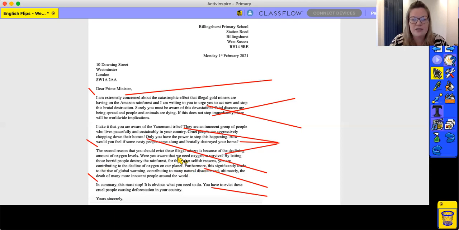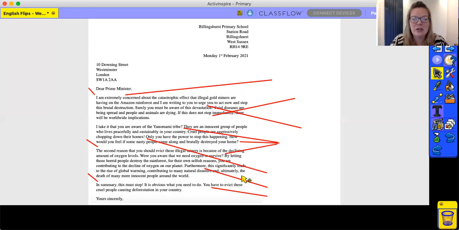"Furthermore", another word I've taken off my persuasive word map, this is as well as. "Furthermore, this significantly leads to the rise of global warming, contributing to many natural disasters and ultimately the death of many more innocent people around the world." I've then gone on to my conclusion. "In summary, this must stop. It is obvious what you need to do. You have to evict these cruel people causing deforestation in your country. Yours sincerely," and I would sign it.